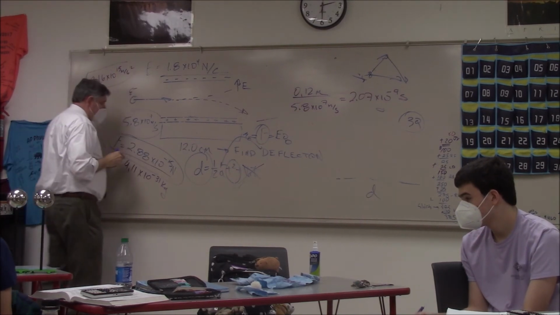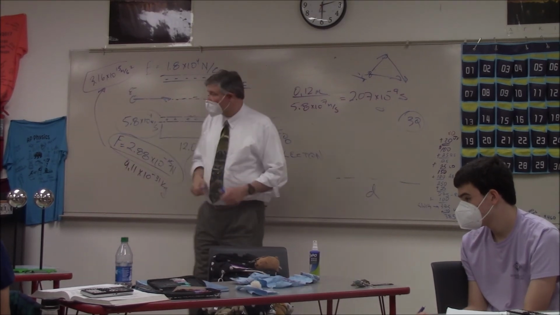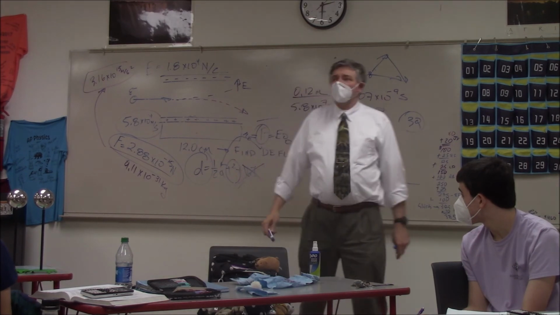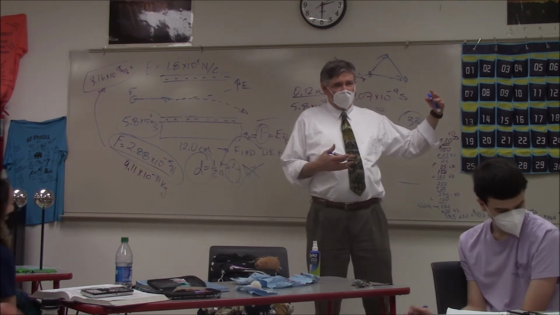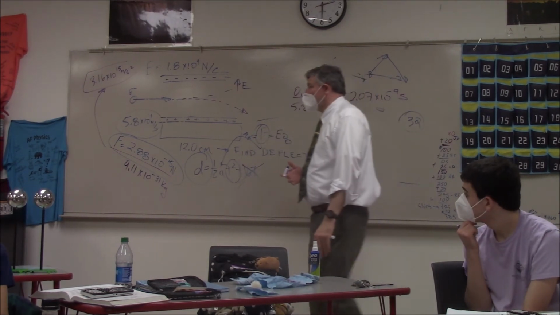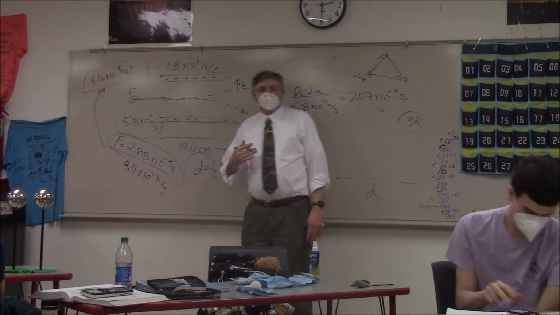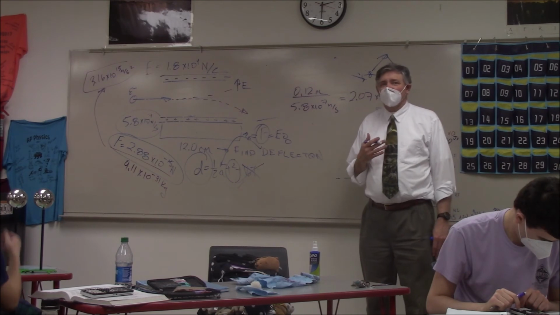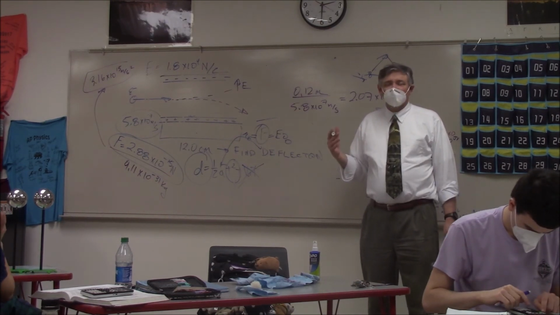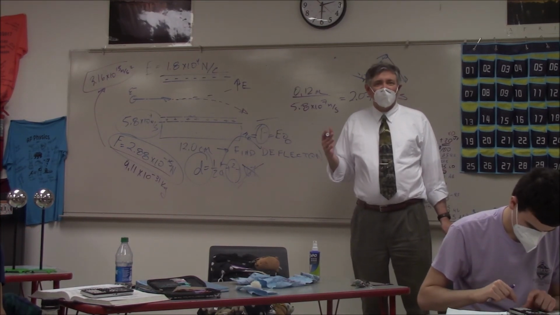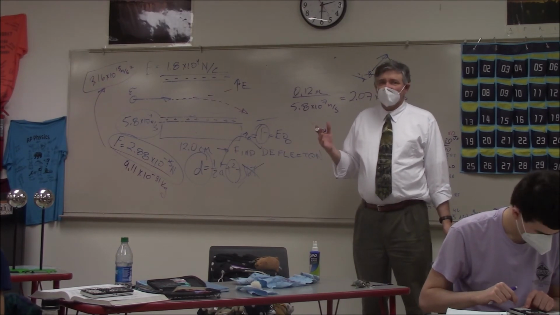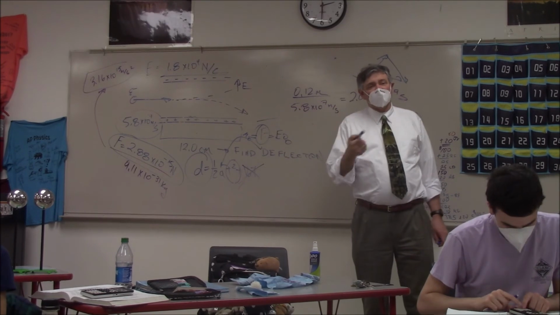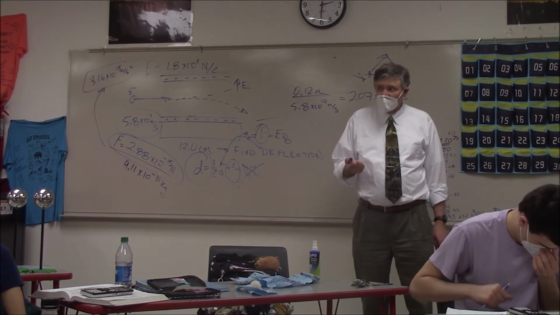Now, if it had been a proton, what would happen to that acceleration? It'd be smaller, because a proton has a lot more mass. If it had been a neutron, what would happen? Nothing, because it has no charge, right? So this is why neutrons were very, very difficult to find.